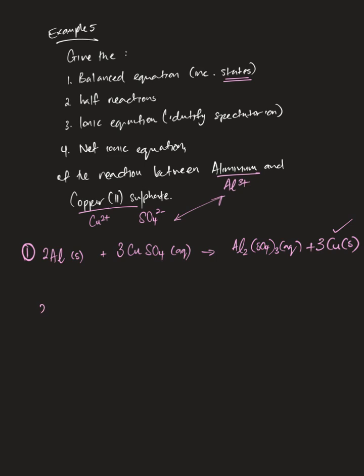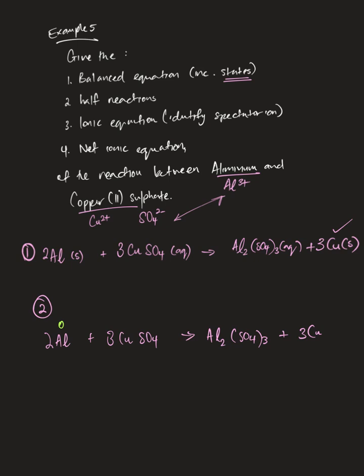Question 2. They want half reactions. If they want half reactions, they want you to sort out oxidation and reduction. So the second thing that you need to do is sort out your oxidation numbers, so that we can find out what's reducing and what's oxidizing. The aluminium starts off at 0. The copper here, let's just sort this out first.